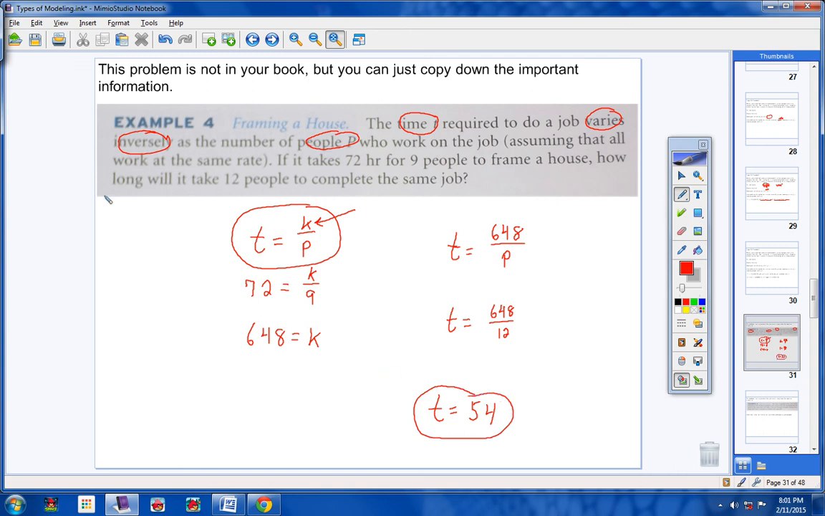So it would take 12 people 54 hours to complete the same job, and that's important to know if you're a big contractor, knowing how many people to hire, how many jobs you can get done in so many days, how many hours it will take, etc. Then this is helpful to know. And the main thing we used was the phrase time varies inversely with people, so we knew what model to use. How long will it take 12 people to complete the same job? 54 hours.